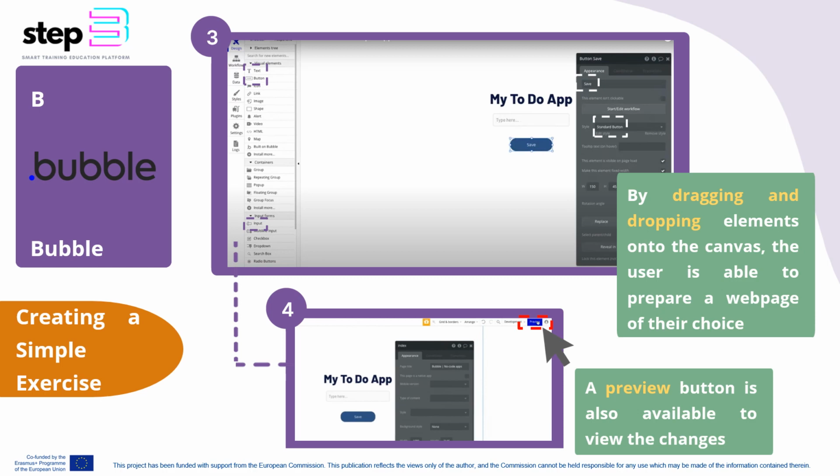Also, on the Bubble platform, a preview button is also available in order to see the different changes that you have made during your practice exercise. The preview button is available on the upper right side of the Bubble platform.